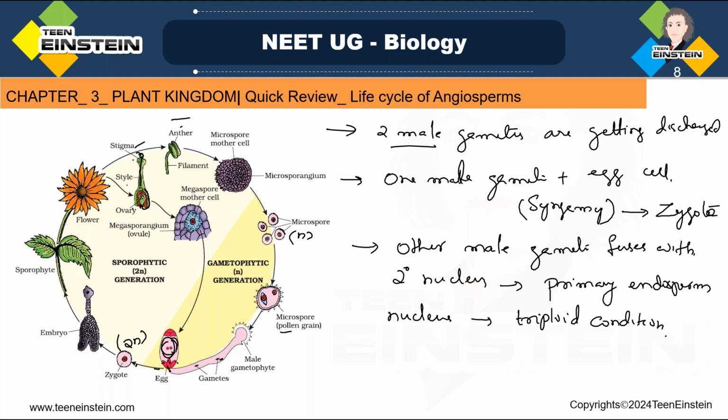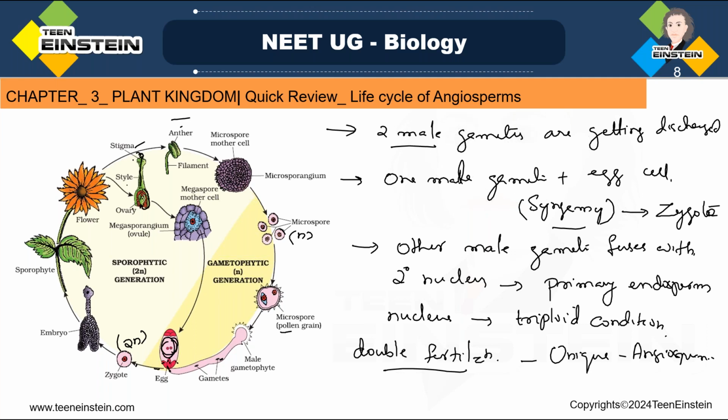And because of the occurrence of two fusions, that means which are the two fusions? The syngamy and the triple fusion, right? Syngamy and the triple fusion. Because of that, this particular event is called as double fertilization. Two times fertilization is taking place, right? Double fertilization. And this double fertilization is a unique feature of angiosperms.